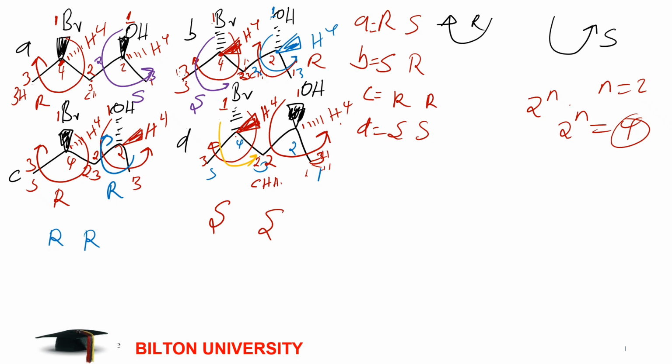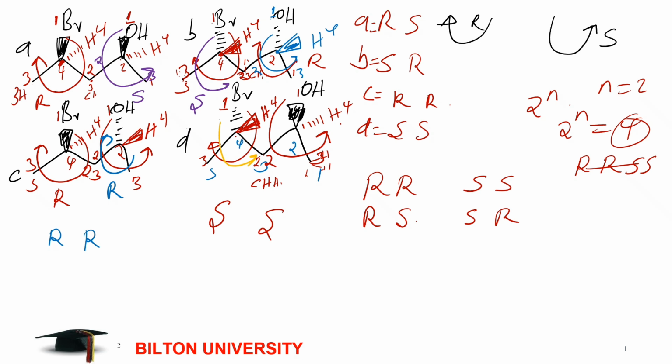So let's list them. We can have RR, and we can have RS, we can have SS, and we can have SR. If you look, RR is the configuration for C, RS is for A, SS is D, and SR is B.